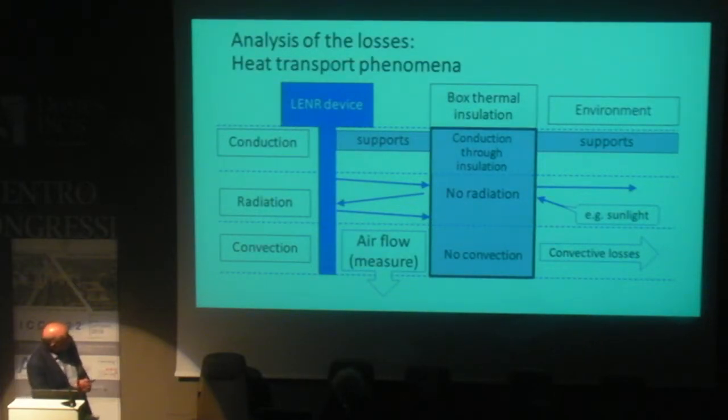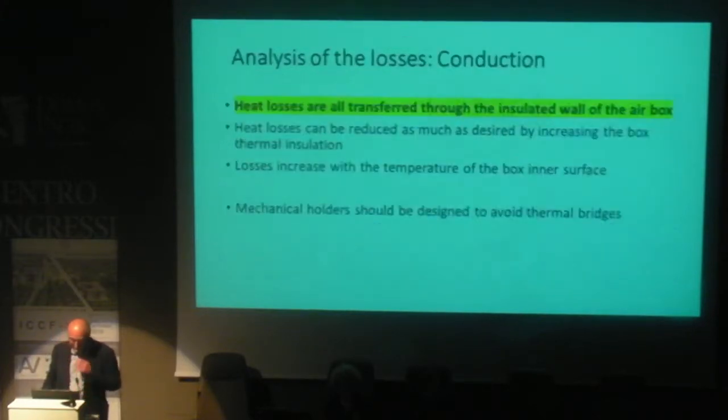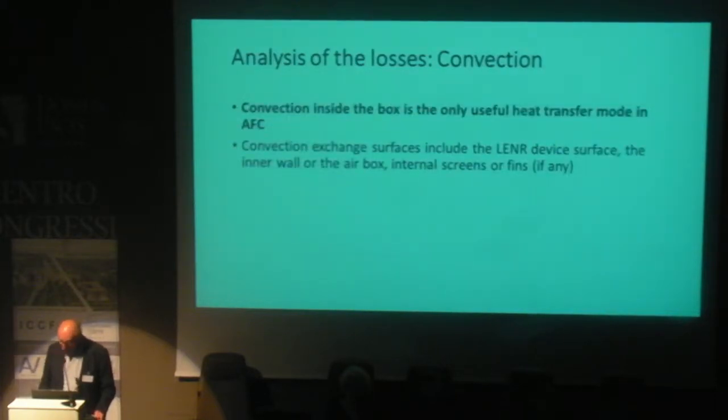Maybe immediately, in terms of radiation, this device radiates on the airbox. This is the reason why you should have a reflective surface inside the airbox, and the radiation is bumping in and out several times. In terms of radiation as well, it radiates to the environment, but if you have this box in the sun, you heat up your airbox while you should not. It loses by conduction, okay. By convection, as I said, the convection is the only useful heat transfer mechanism we want to use.